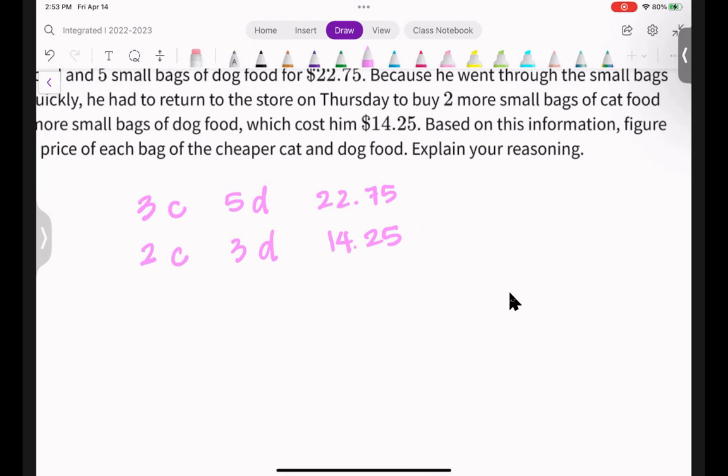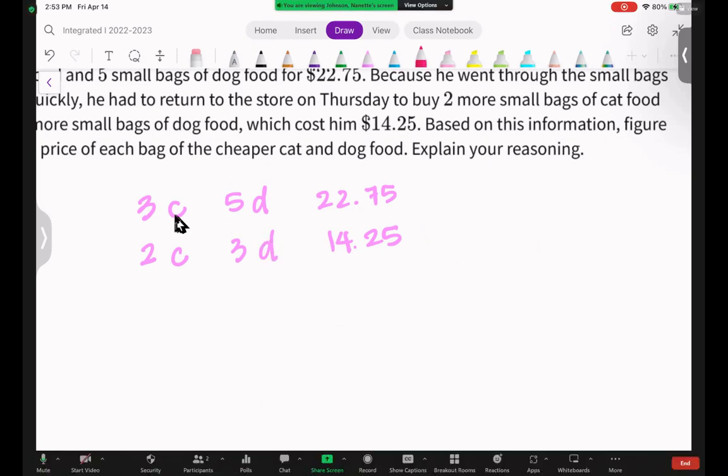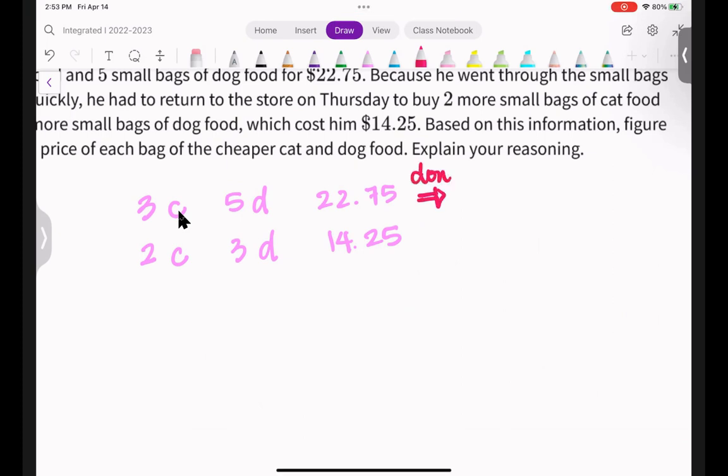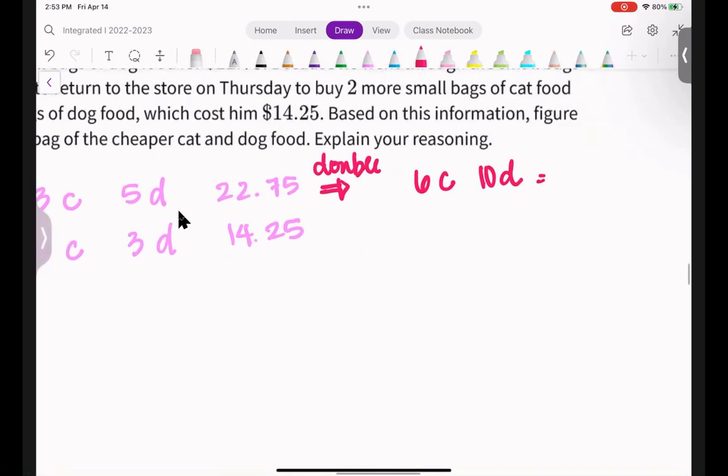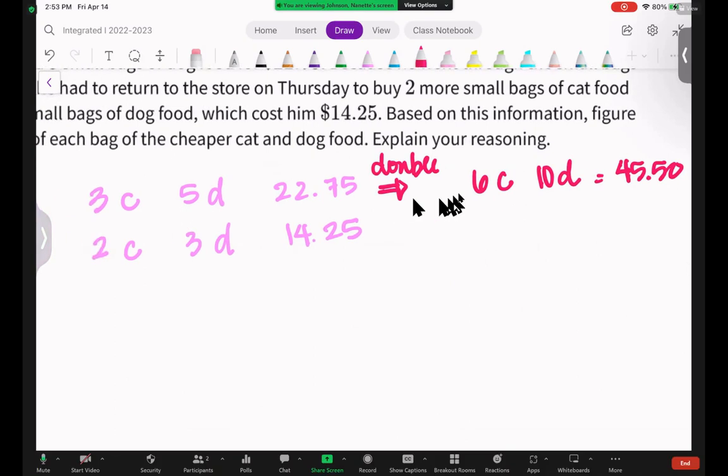And maybe you see this kind of pattern. Well, if I double this one, I would get 6 small bags of cat food and then 10 bags of dog food for, let's see, 44, 45.50. Yeah, $45.50. Right? Which kind of doesn't help me because if you look, 6C, that's not, oh, but then I can triple this to give me that.